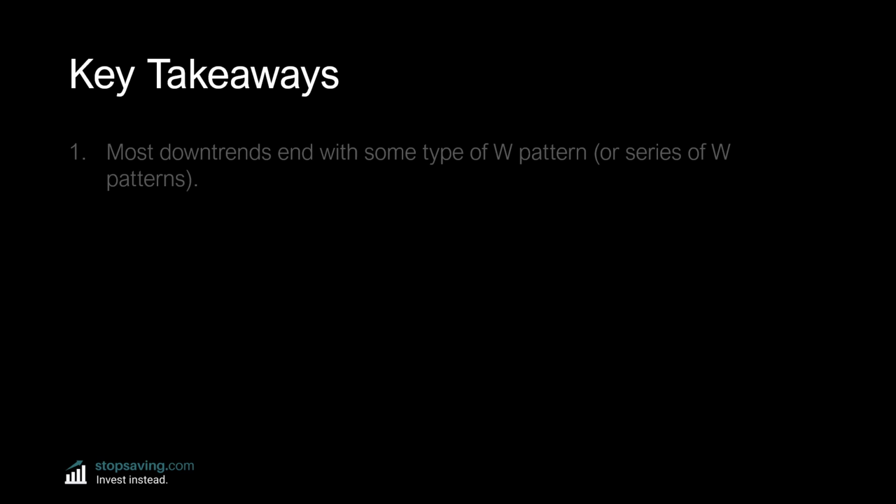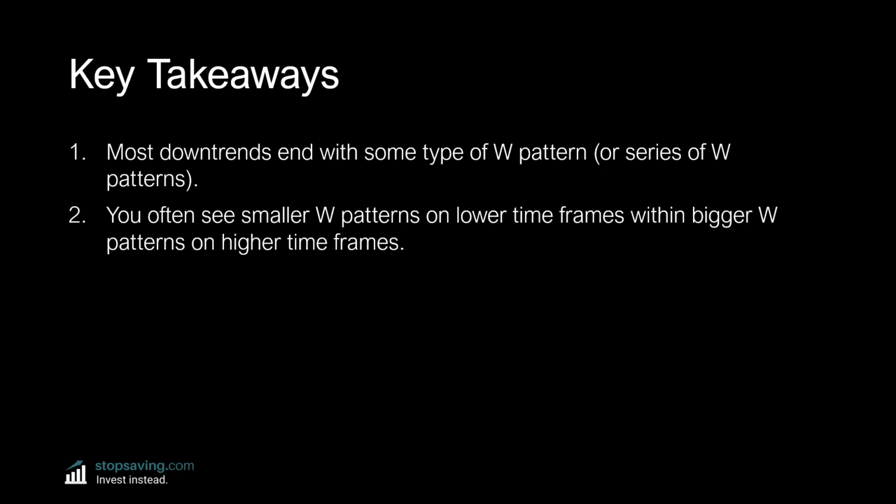So that's the end of this quick introduction to W patterns. We'll go a lot more in depth on these later in our indicator section when we learn how to use Bollinger Bands in trading. With that said, here are the key takeaways from this video. Number 1. Most downtrends end with some type of W pattern or series of W patterns. 2. You often see smaller W patterns on lower time frames within bigger W patterns on higher time frames.